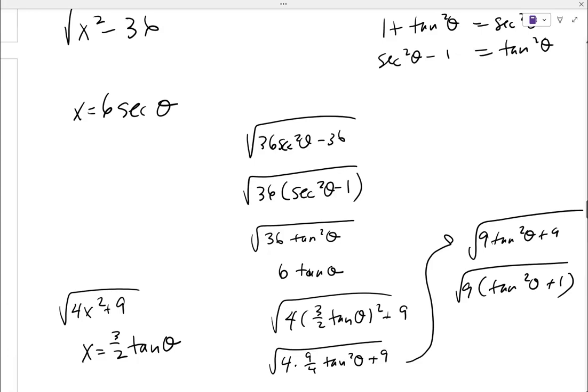So after we make the substitution, the 4's go away like we wanted, and the 9's match so that we can factor. The tangent squared theta plus 1 is secant squared theta. We recognize that. And then we take the square root, and we get 3 secant theta when we're done.